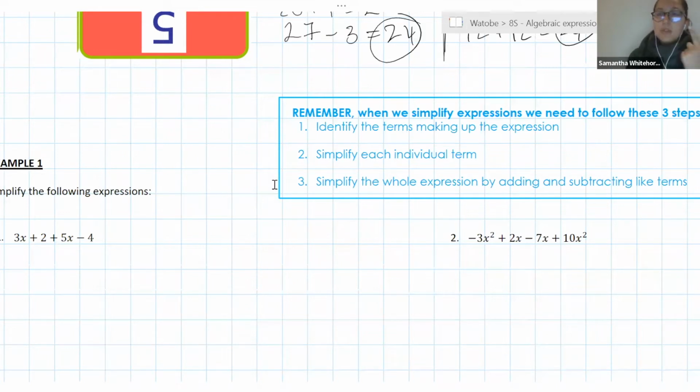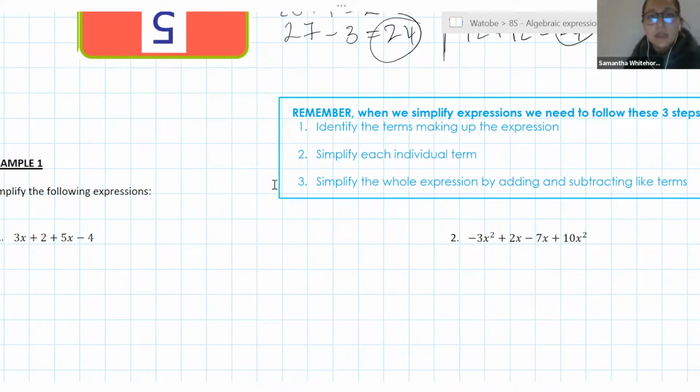We want to be able to simplify each of the terms. Sometimes this is necessary because a term might be multiplied by something, or divided by something, or it might have an exponent we need to deal with. So we need to be able to simplify each individual term. And once everything that can be simplified is simplified, we can then simplify the whole expression by grouping our like terms and then adding and subtracting our like terms. So if we can do those three things, we should be sorted for simplifying expressions.